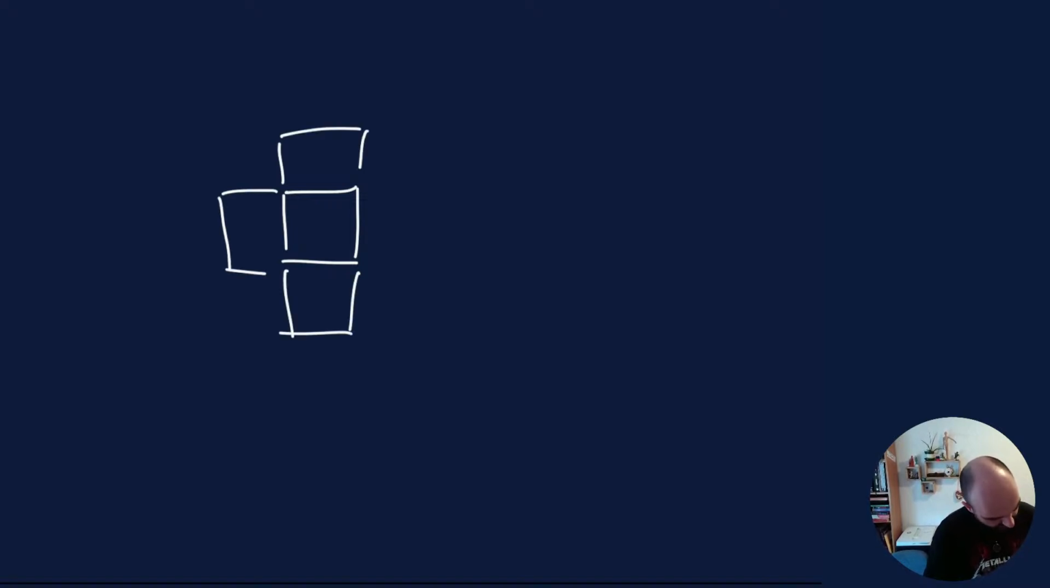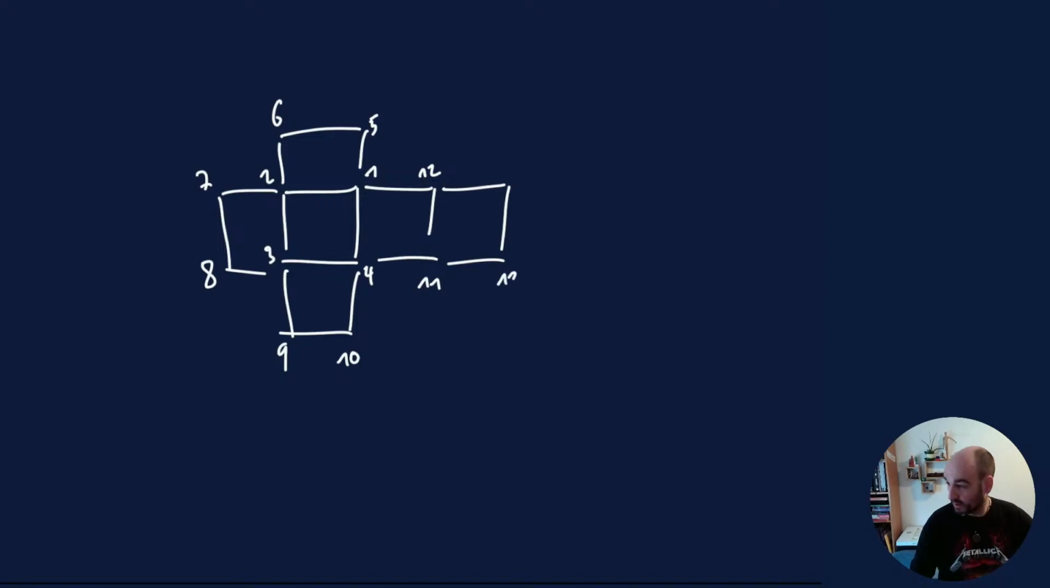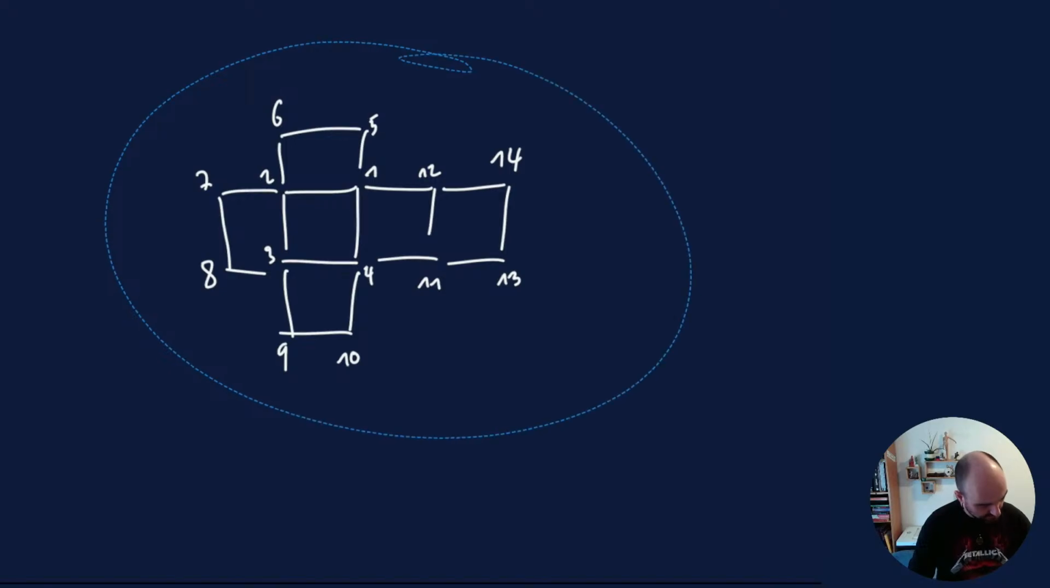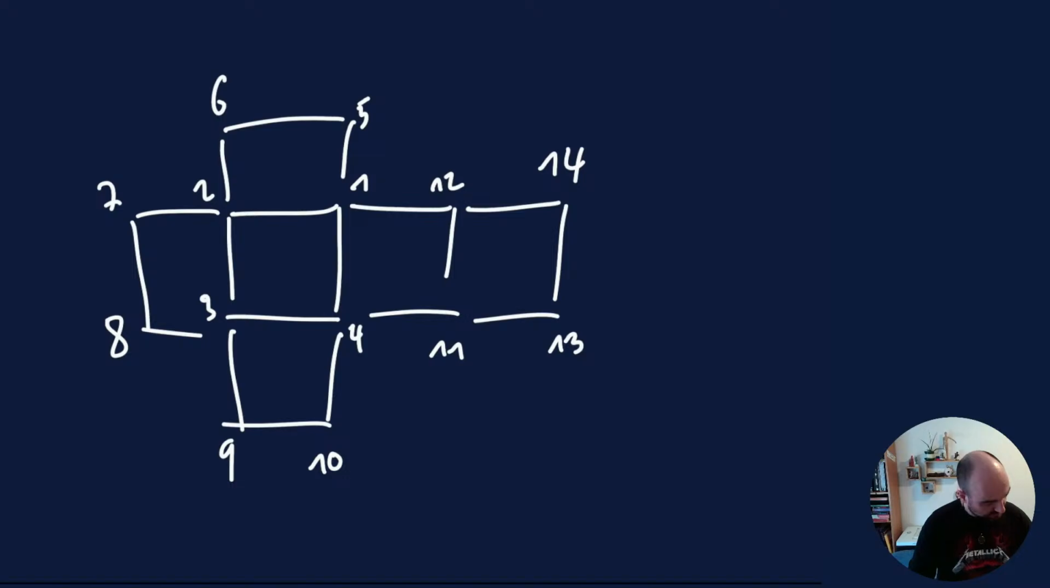Maybe something very simple. Yeah. So this is a cube net, and we can order the vertices 1, 2, 3, 4, 5, 6, 7, 8, 9, 10, 11, 12, 13, and 14. So let's make it a little bit larger. So these are our vertices, and now we can see the levels, hopefully.